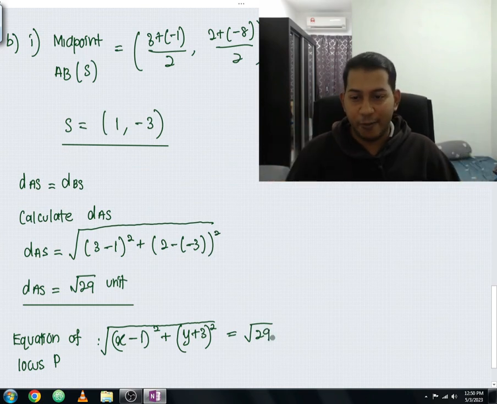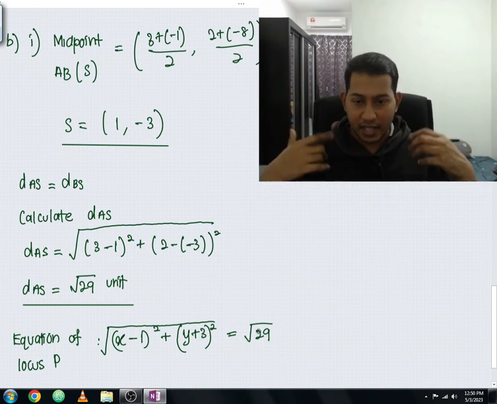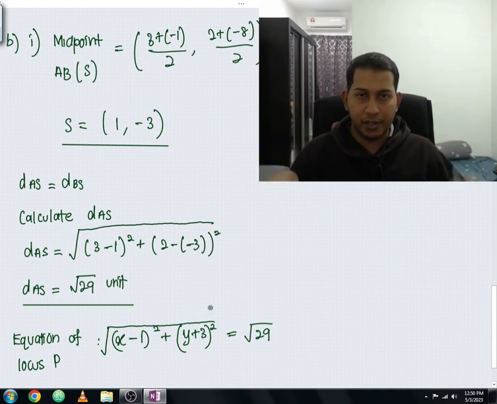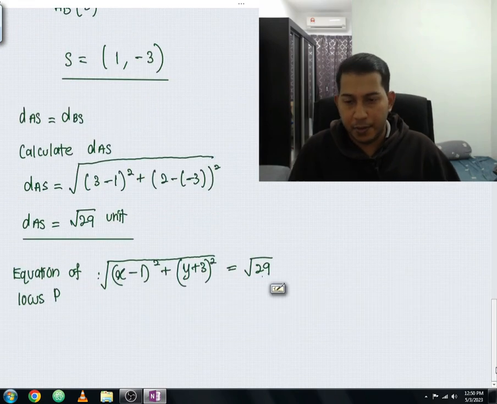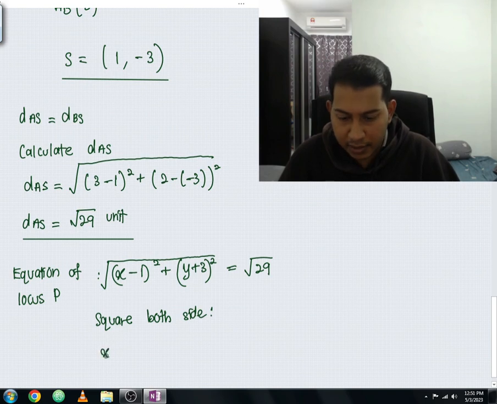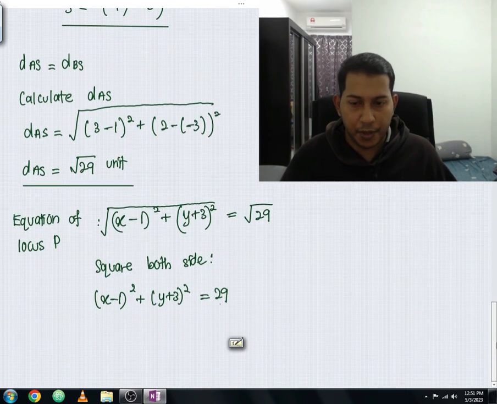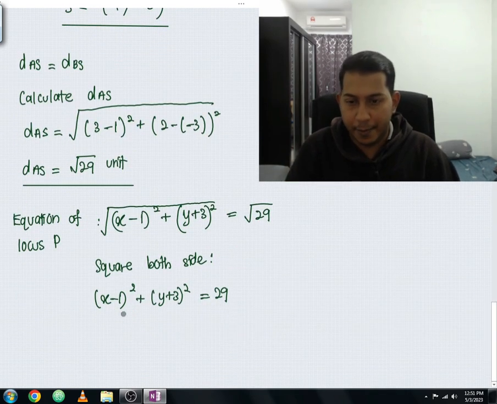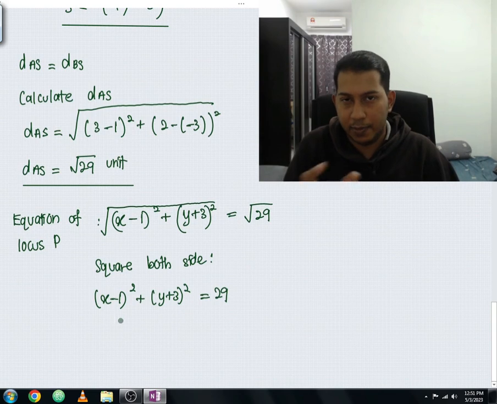Now you get why I leave my answer in surd form, because in the upcoming step we're going to square both sides to eliminate the surd form. So for the next step, we're going to square both sides, so you're only left with x minus 1 squared plus y plus 3 squared equals 29. For the next step, we're going to expand the brackets for the x and y respectively. So let us perform the expansion.